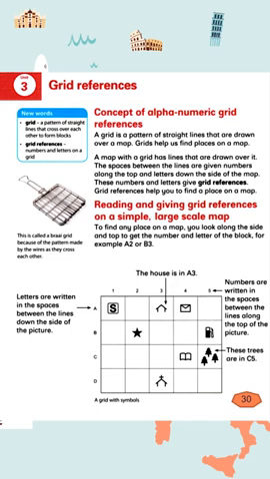To find the trees, if we run our finger down the left-hand side along the A to D, we will find that that is in C, and if we run our finger along the top, it is 5. If we bring our fingers together and they meet, we will find that the trees are on C5.